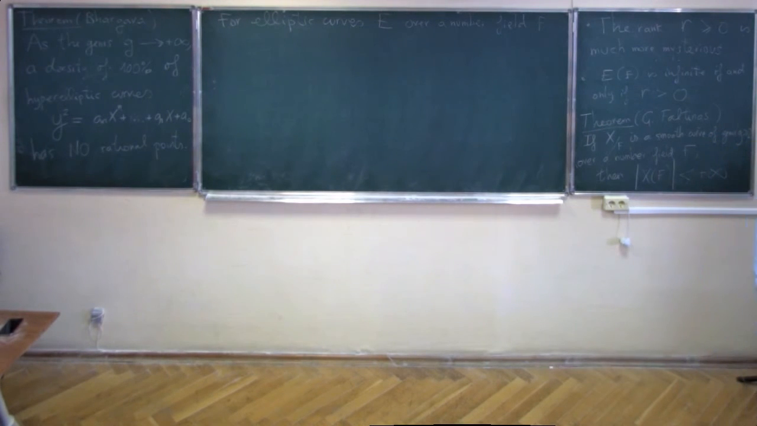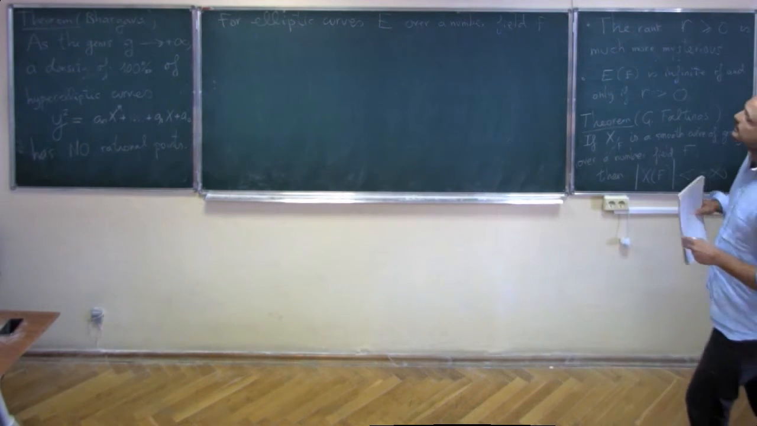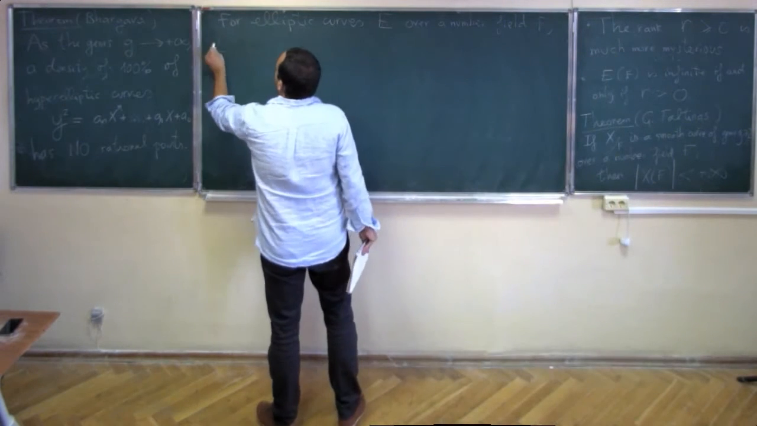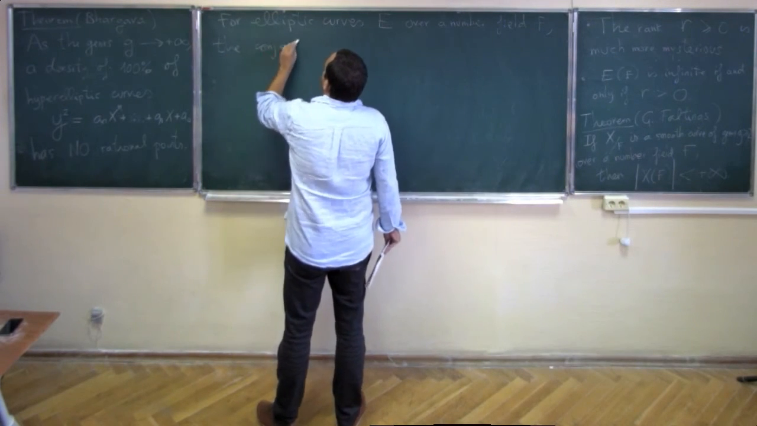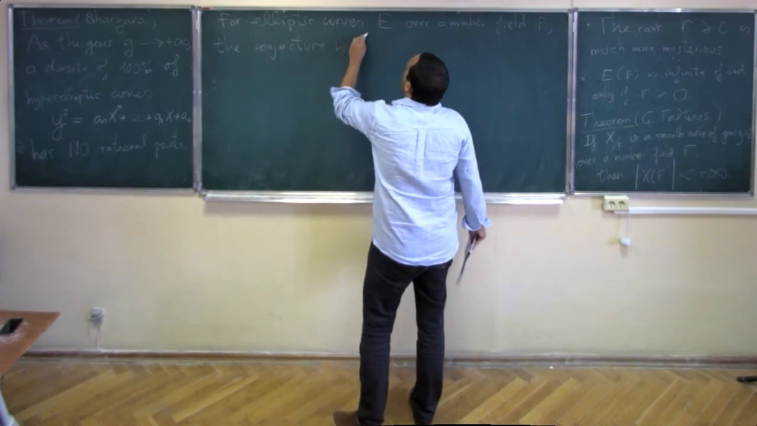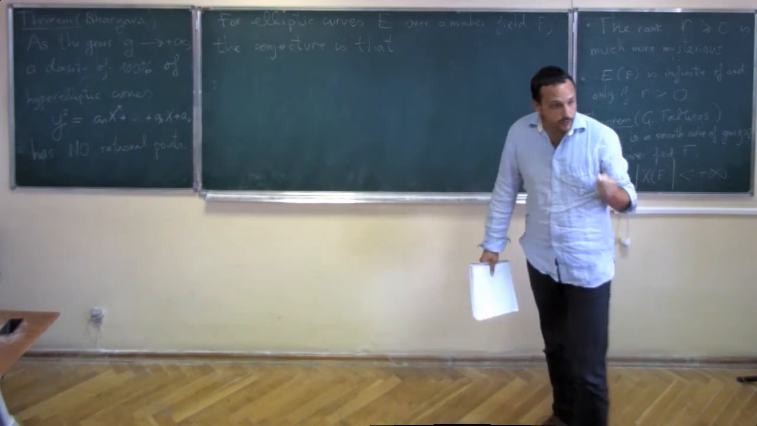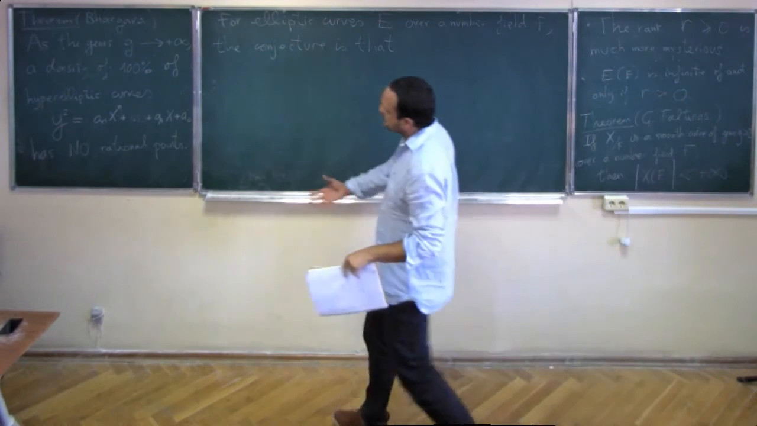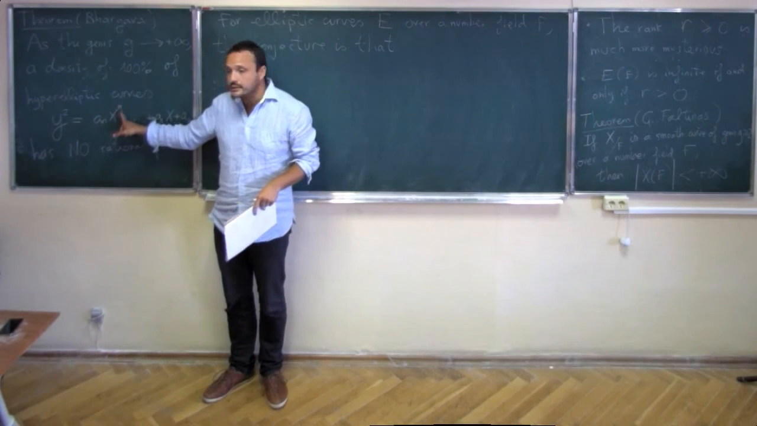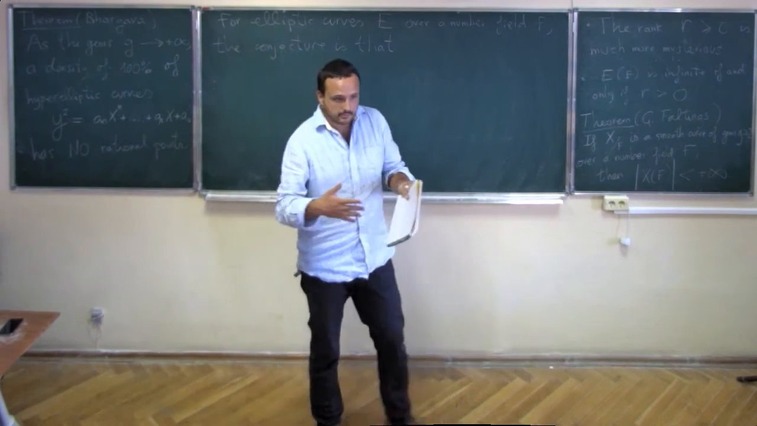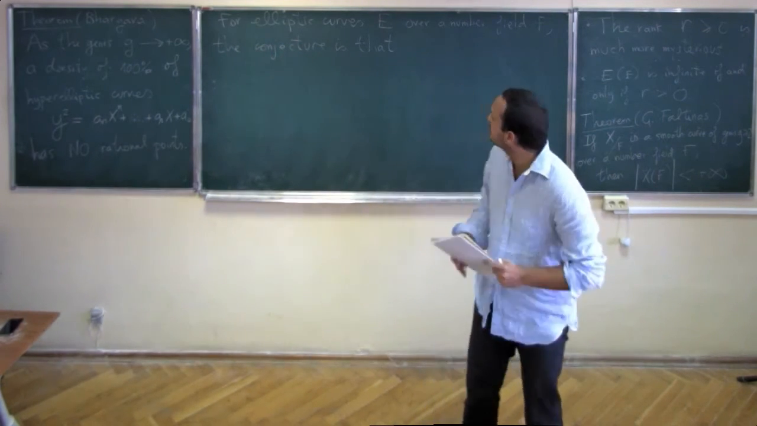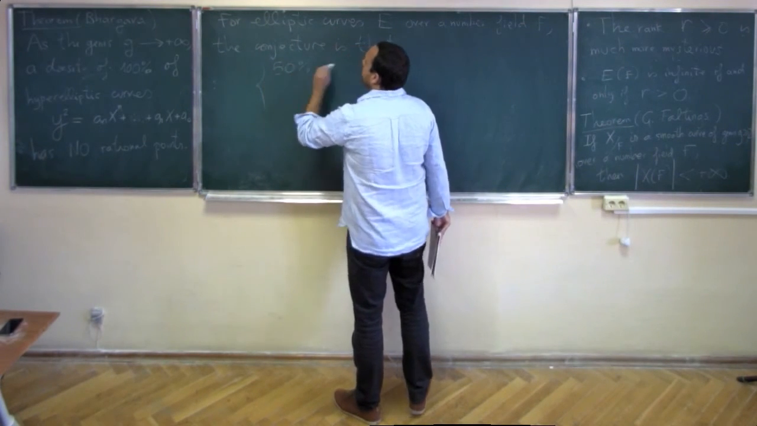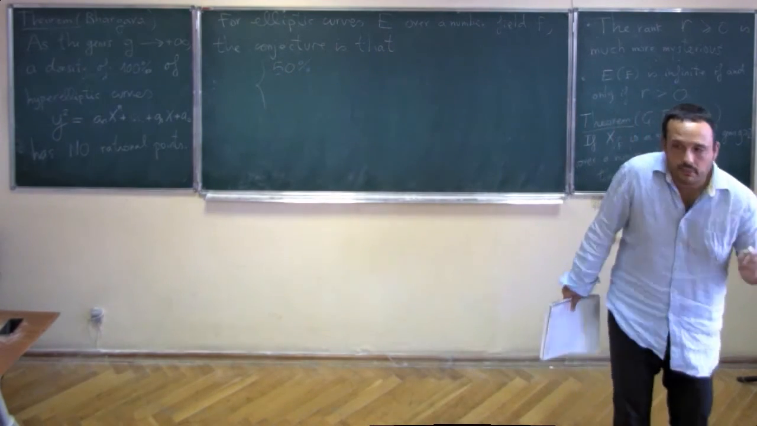Okay, so let's see what we expect to happen for elliptic curves. If I have an elliptic curve over a number field F, the conjecture is that, with the same meaning, 50% of them. So now an elliptic curve is such an equation with n equal to 3. I order them by height, by the size of the coefficients. And the conjecture is that 50% of them, half of them, should have rank 0. This is a conjecture.